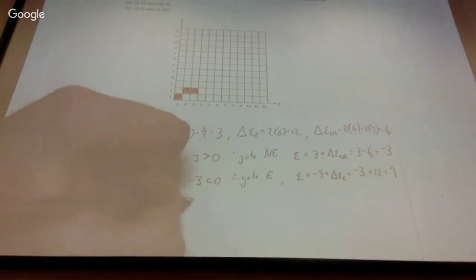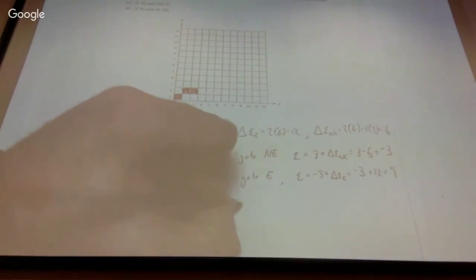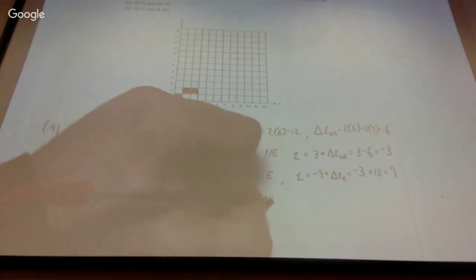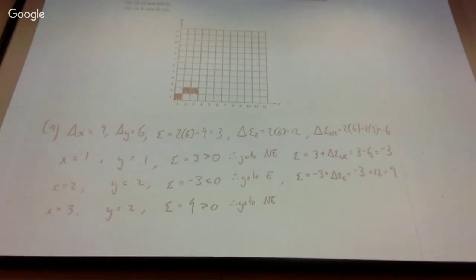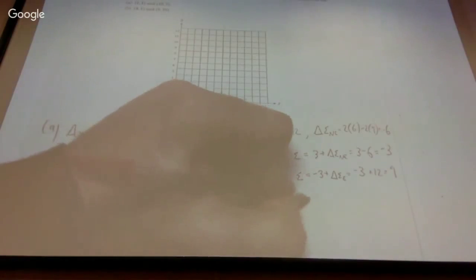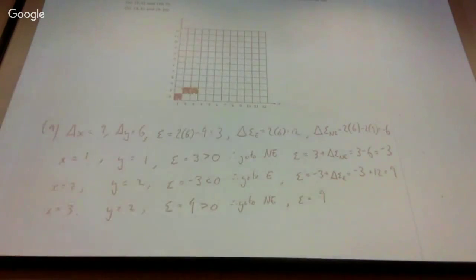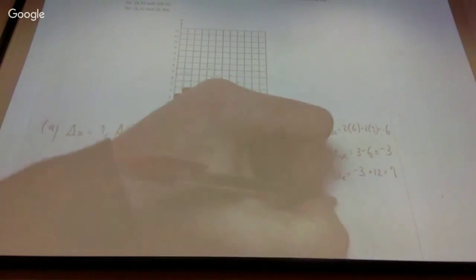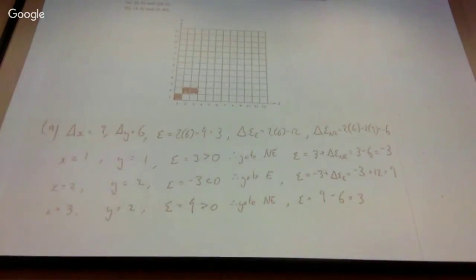The error is equal to 9, which is positive. We go to the northeast and update the error. It's 9. And because we've gone to the northeast, we have to subtract 6 from it. So our error goes back to 3. Okay, keep going.